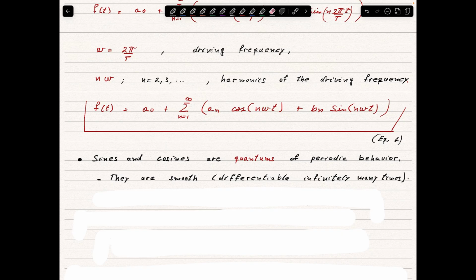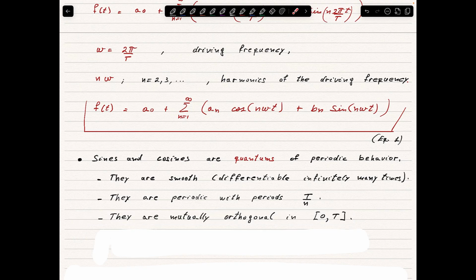So these terms, the sine and cosine functions on each term, are periodic. First of all, they are smooth functions, so they are differentiable. Smooth means differentiable infinitely many times. Then each term is also periodic, with a period that is a multiple of the original period, because these are the harmonics, because we have this term n over there. Each term is mutually perpendicular to all the other terms.